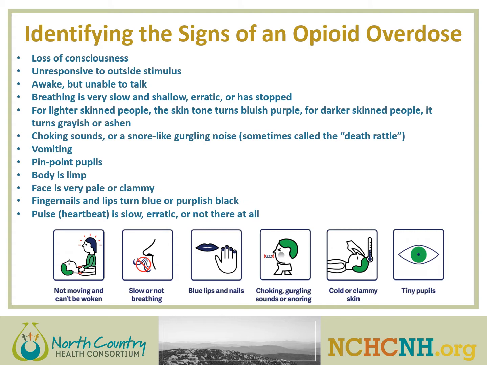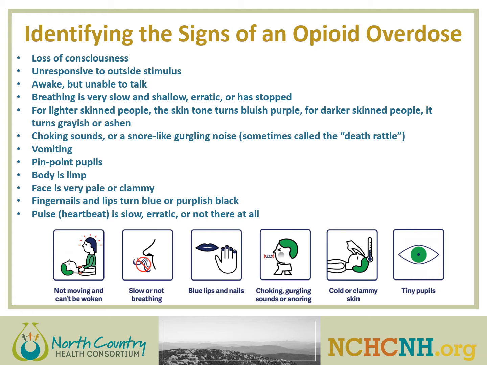Now that we understand what naloxone is, let's look at identifying the signs of an opioid overdose. While there are many signs and symptoms of an overdose, the following signs are the easiest and most common to identify. A person experiencing an overdose may exhibit all or some of these signs. This may include a loss of consciousness, being unresponsive to outside stimuli, such as not responding to their name or a touch. They may be awake but unable to talk.